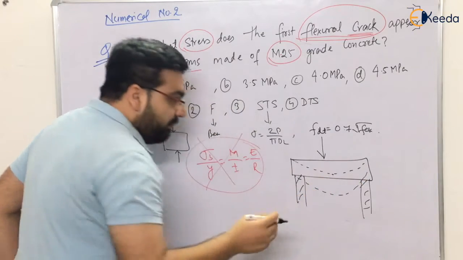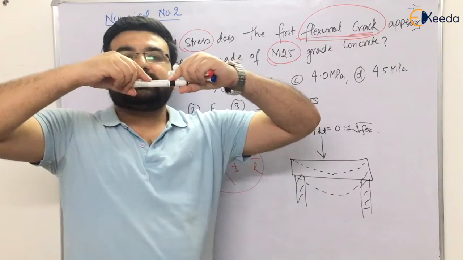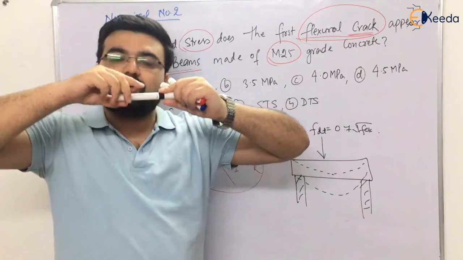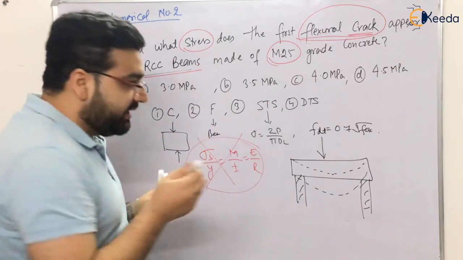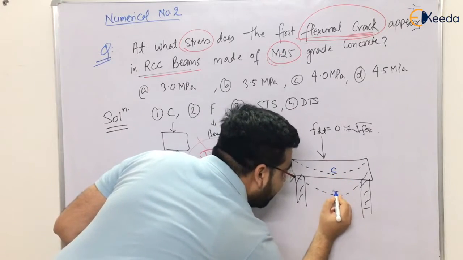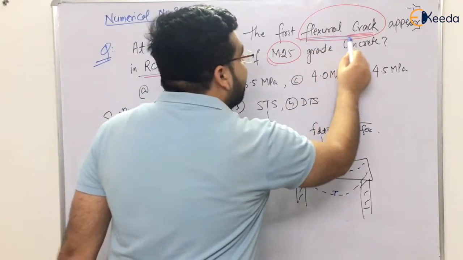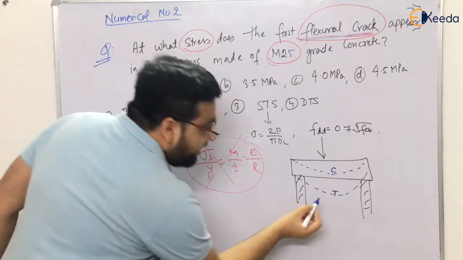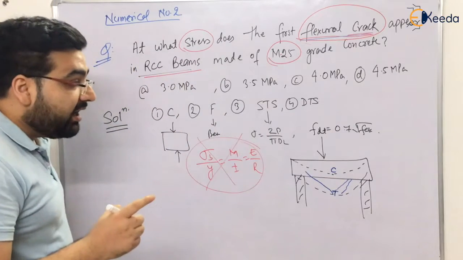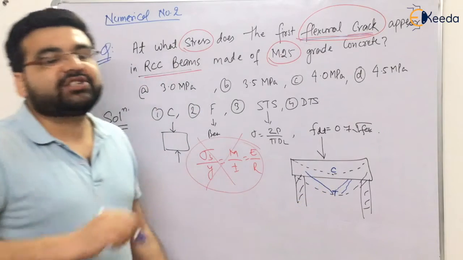If you are applying some load here, it will bend like this. So the upper portion will be in the compressive zone, and the lower portion will be in the tensile zone, tensile stresses will be there. So in the upper zone we have the compressive stresses, and in the lower zone we have the tensile stresses. Now, it says at what stress does the first flexural crack appear? It means that when a beam bends, the cracks will develop from here, like this. The cracks are developing when the beam is in tensile stress.